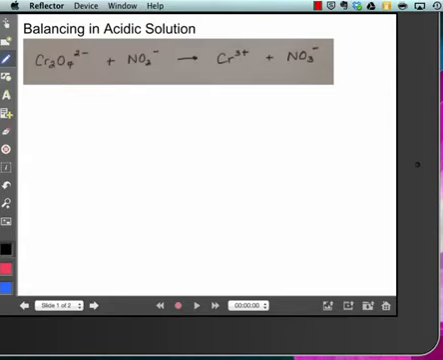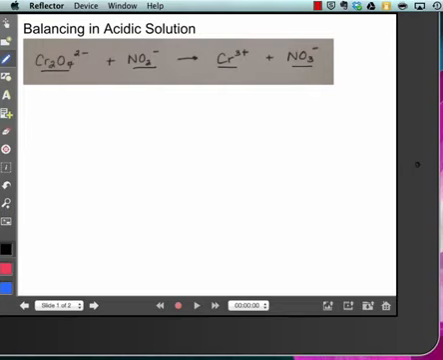When we balance a redox reaction in an aqueous solution, it's a little more complicated than what we've been doing so far. You'll start off just by knowing the skeleton equation. You'll know the substances that are involved, but you won't necessarily know all of them. You'll need to know whether you're balancing in acidic solution or in basic solution. In this example, we're going to be in acidic solution.